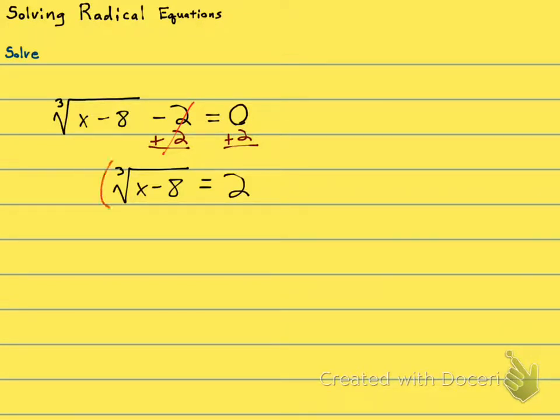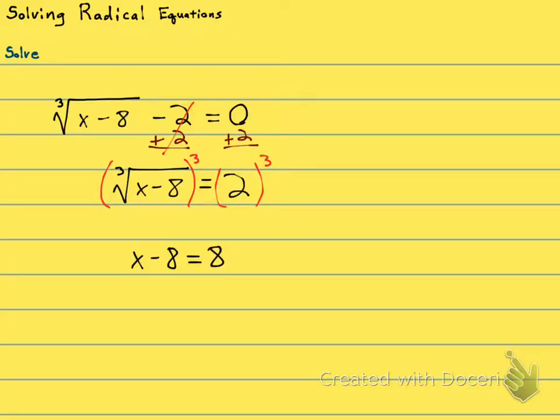I am going to cube both sides. Check it! That's right, I will need to check it. So I'll take this side to the third power and this side to the third power, and I'll have to check my answers. Okay, left-hand side, radicand comes out. It's going to be x minus 8 equals 2 to the third power is 8.